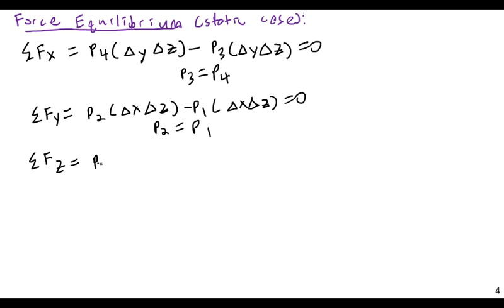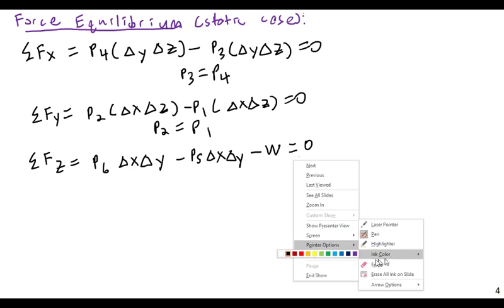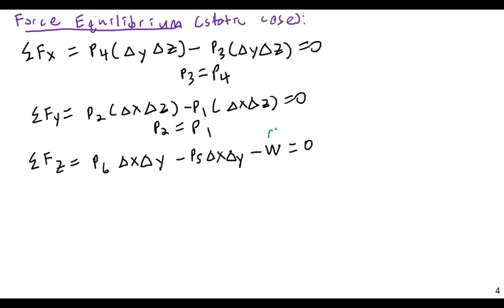I will get P6 times delta x delta y minus P5 times delta x delta y. However, right now I have to include the weight of the fluid. Minus W equals 0. However, I also know that the weight for a fluid is going to be equal to rho g times v. I'm using the fancy bar v to signify volume.